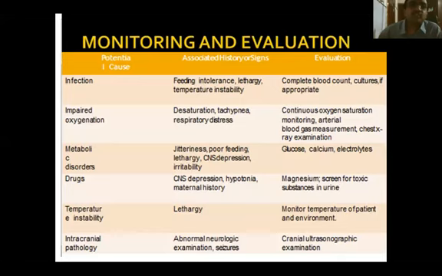The commonest is infection. How will it present? Maybe feed intolerance, lethargy, or temperature instability. For that, we usually do a complete blood count and blood culture and treat accordingly with antibiotics. Impaired oxygenation will show desaturation or tachypnea, respiratory distress. This may be because of pneumonia. We have to do a chest X-ray along with an ABG to confirm the PO2 is less. Other metabolic disorders like hypoglycemia, hypocalcemia, hyponatremia, hypokalemia can also present with apnea of prematurity. Therefore, do relevant investigations to identify and correct the problem.